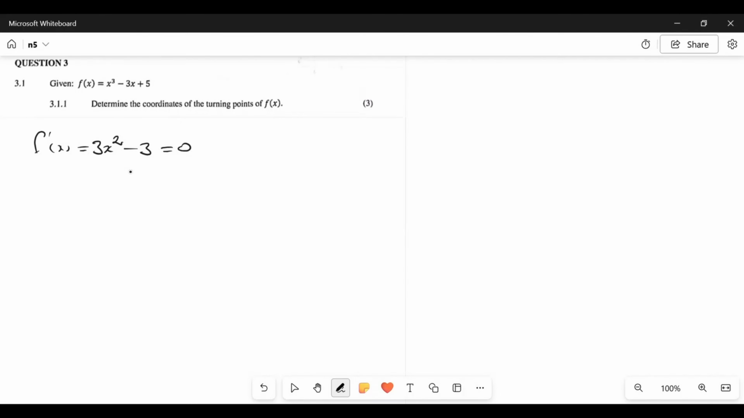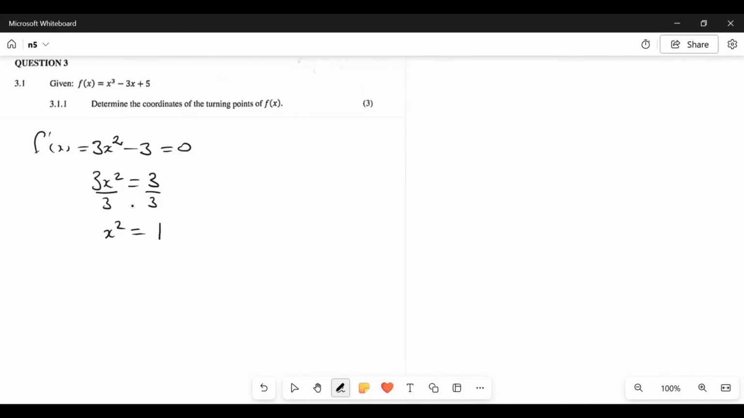Do not forget, guys, whenever you are calculating the coordinate of the turning point, when you derive, you will always equate it to 0. So since it's like this, we can transpose this negative 3 to the right hand side. We're going to be left with 3x squared is equal to, if we transpose this negative 3 to the right hand side, it's going to become positive 3. And then we divide by 3 throughout. There we go. So x squared is equal to 1.